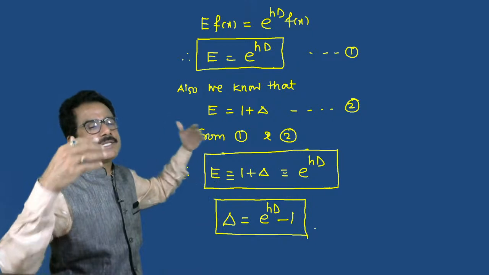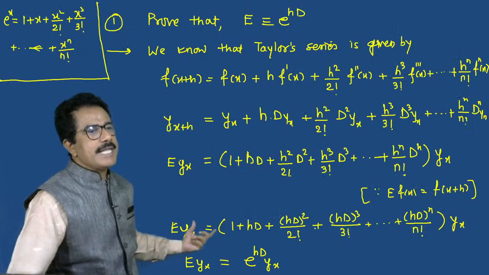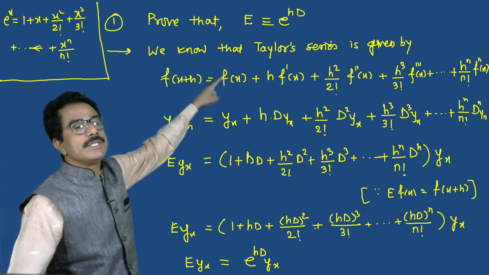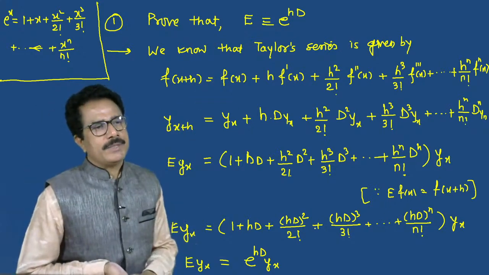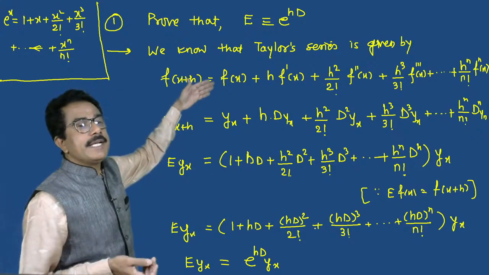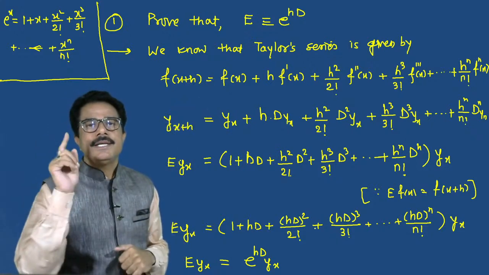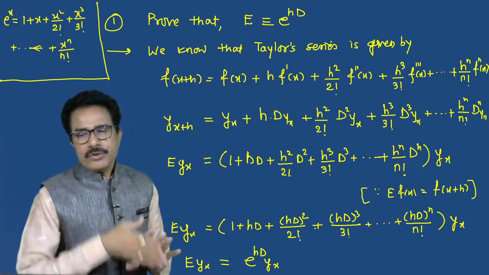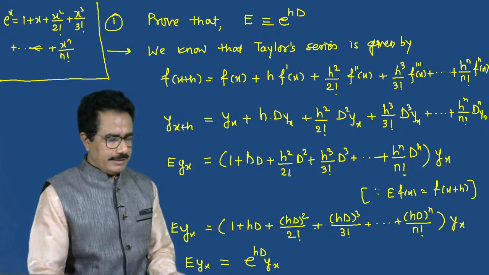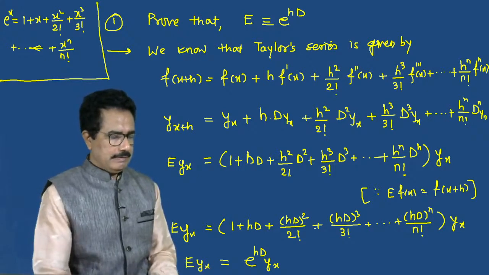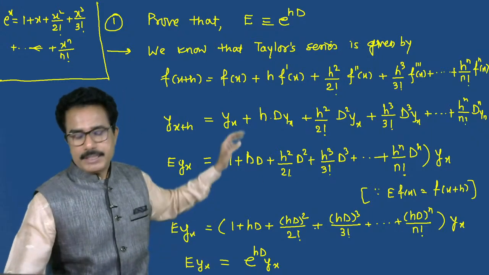Remember, if you are asked, you should be able to prove it in that form. But the main relation is that E is equal to e raised to hD. The shift operator here, in this case E means the forward shift operator, and in e raised to hD, capital D is the derivative operator.